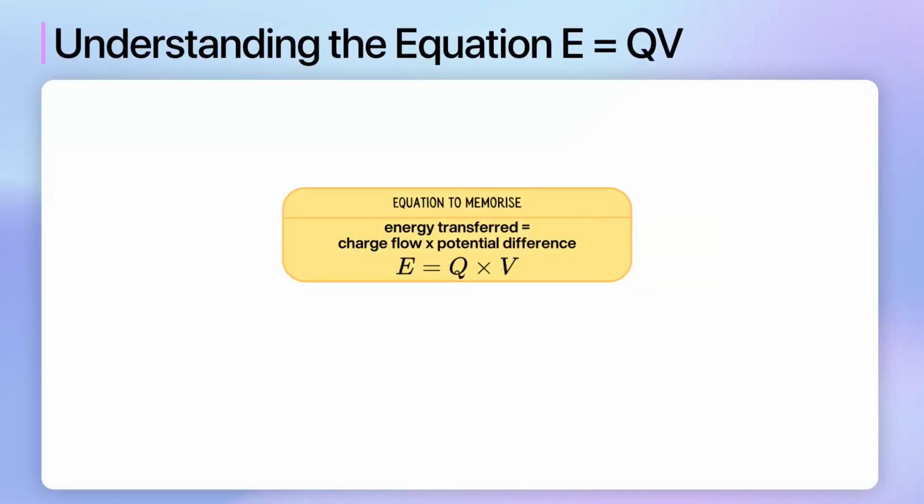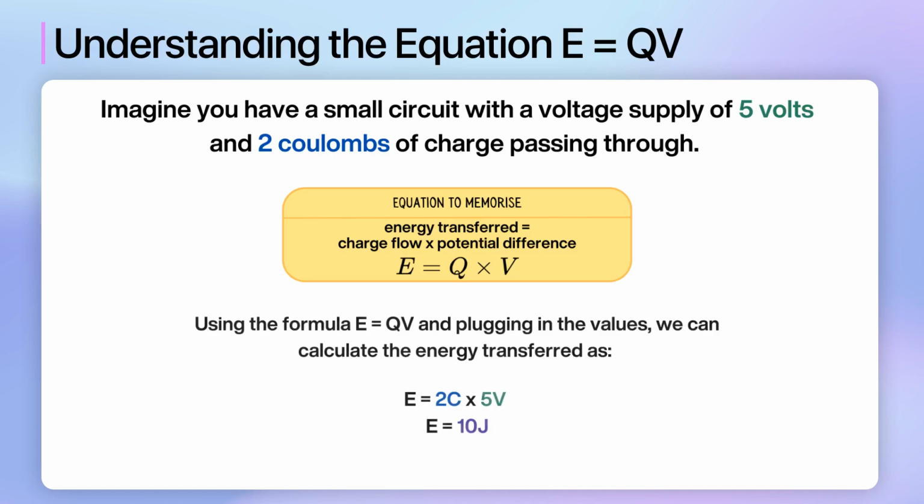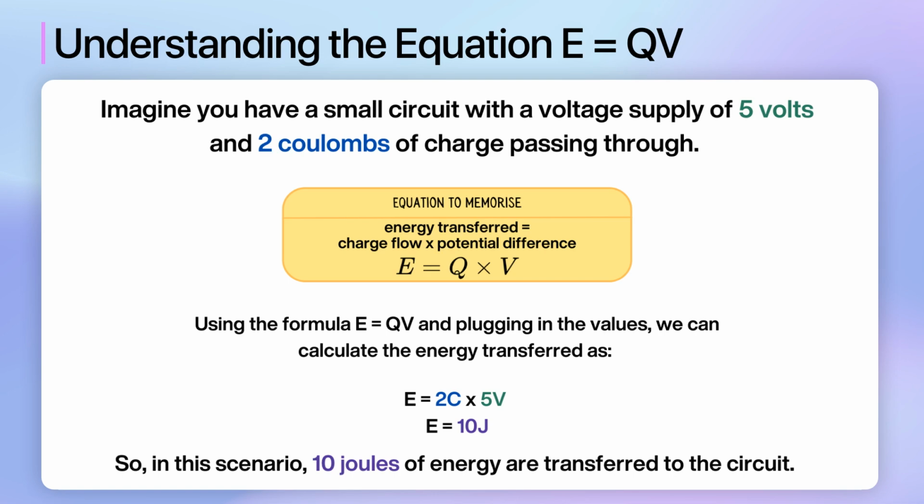Let's consider an example to solidify this understanding. Imagine you have a small circuit with a voltage supply of 5 volts and 2 coulombs of charge passing through. Using the formula E equals QV and plugging in the values, we can calculate the energy transferred as E equals 2 times 5. This gives you that the energy is equal to 10 joules. So, in this scenario, 10 joules of energy are transferred to the circuit.